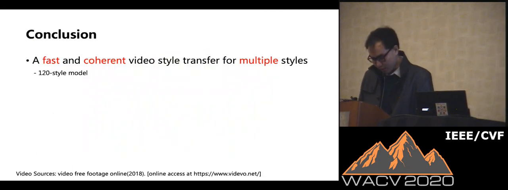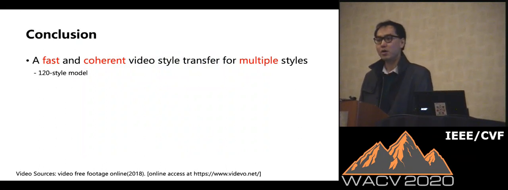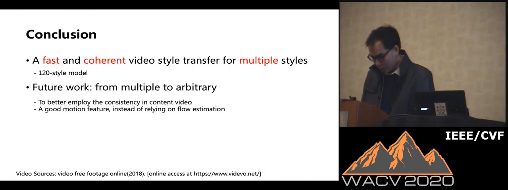So to conclude, we propose a fast and coherent video style transfer method for multiple styles. The largest number we tried in this work is 120. For future work, we will continue to explore how to extend from multiple to arbitrary styles. The key challenge is how to learn a good motion feature from the original content video.